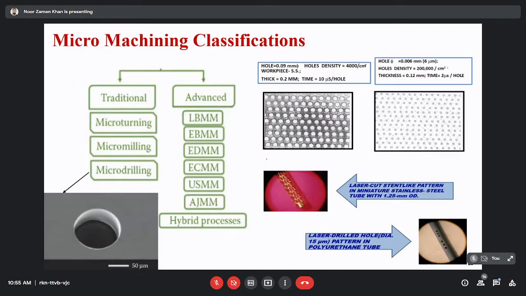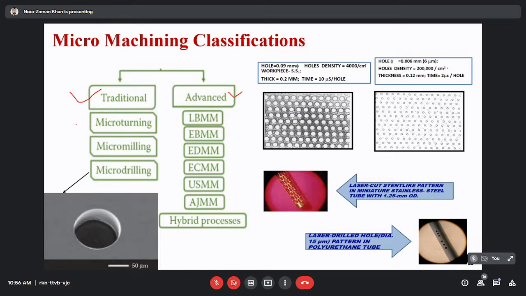Coming to the classification of micro machining. If you talk about the classification of micro machining on a broader scale, one is traditional and another is advanced micro machining processes. So, what are the traditional micro machining processes? Traditional micro machining processes have gone through continuous improvements in the design of machine tools. Machine tools are nothing but the lathe or milling, etc.